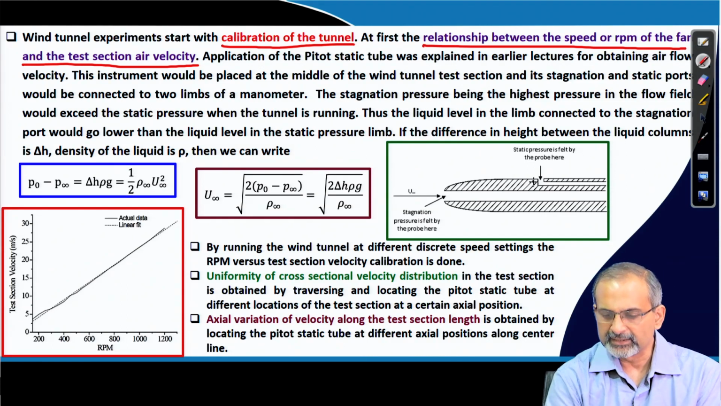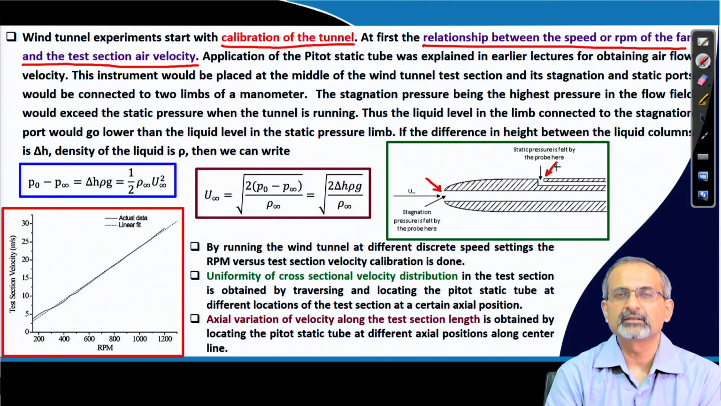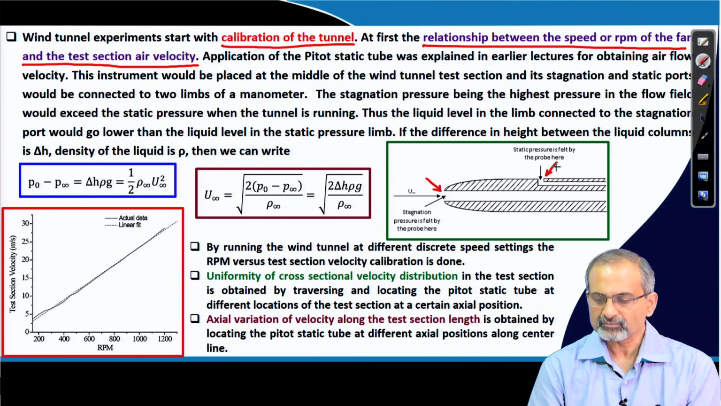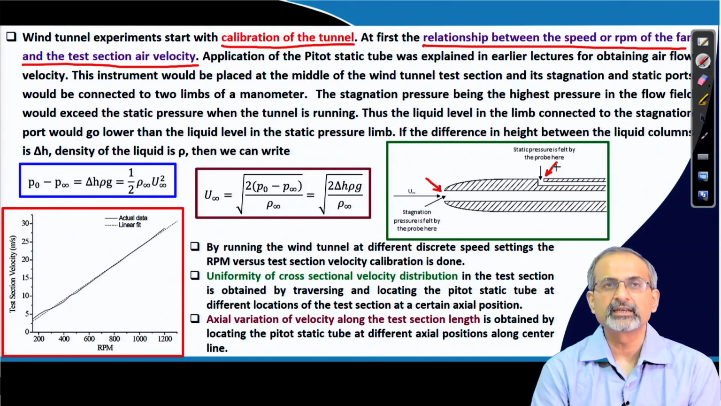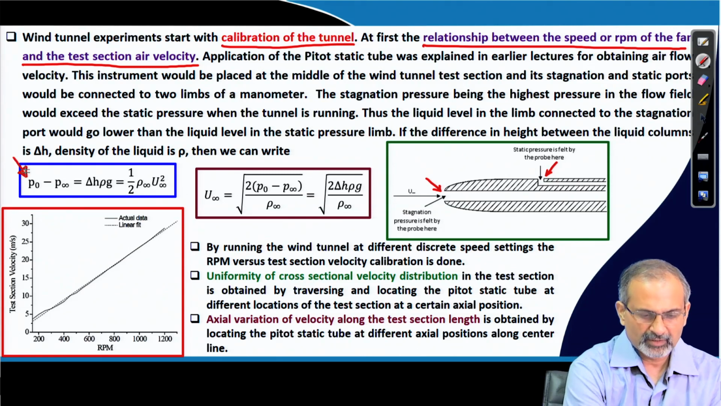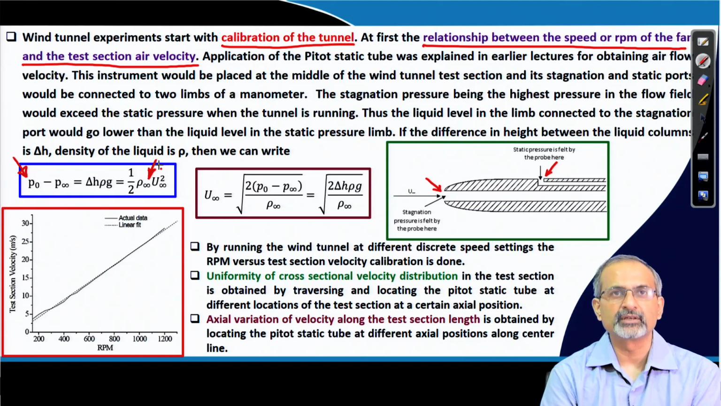We are revisiting it. It basically has two ports: one at the leading edge senses the stagnation pressure, and the other on the side wall some distance from the leading edge measures the static pressure. When they are differentially connected to the two limbs of a manometer, the difference gives us the dynamic pressure, half rho u infinity square.